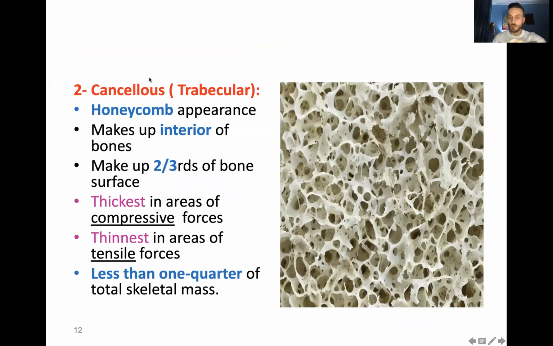So this was the compact bone. Now we're going to the cancellous bone. The cancellous bone is called the spongy bone. It has a honeycomb appearance, as you can see in the picture. It makes up two thirds of the bone surface.